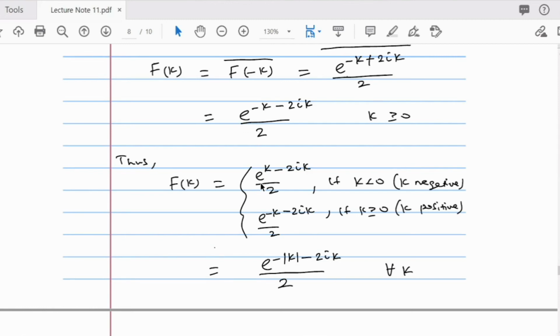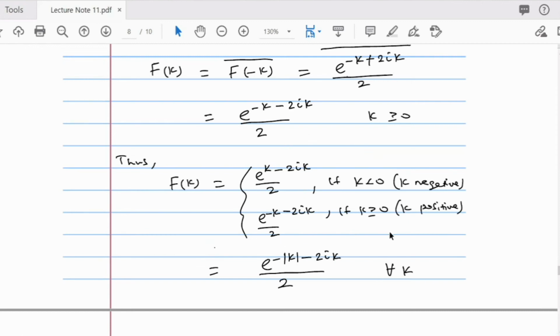If you want to combine these two together, you can take it as modulus of k, because modulus of k is minus k if k is negative, minus becomes plus. Modulus of k is k if k is greater than 0. So with that, when you combine these two together, you are going to have this. So this is true for all k.